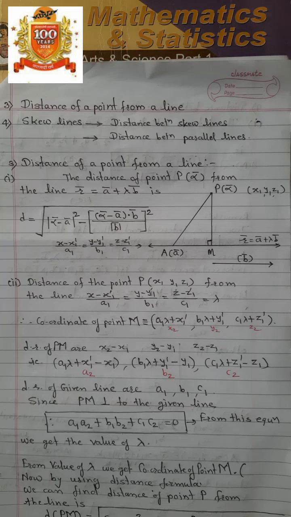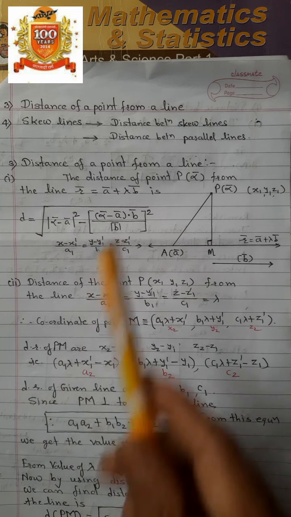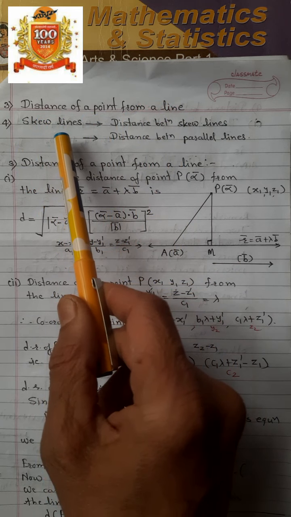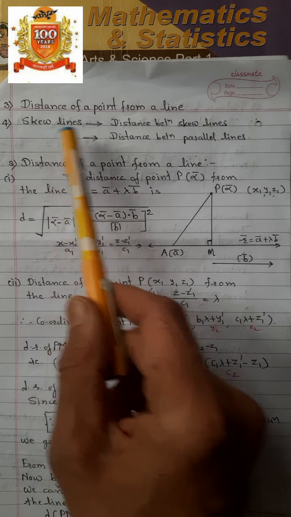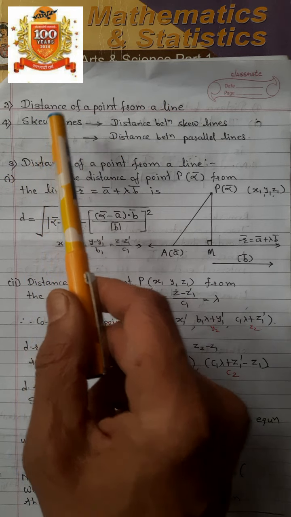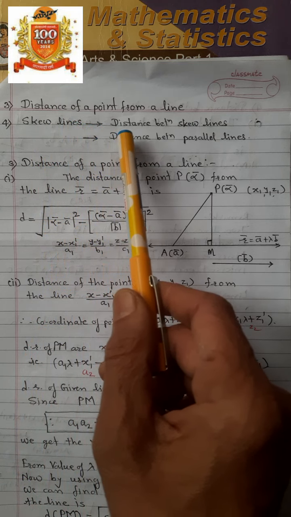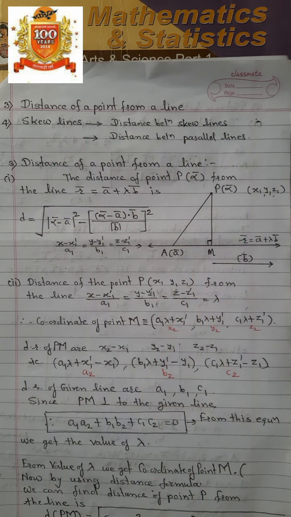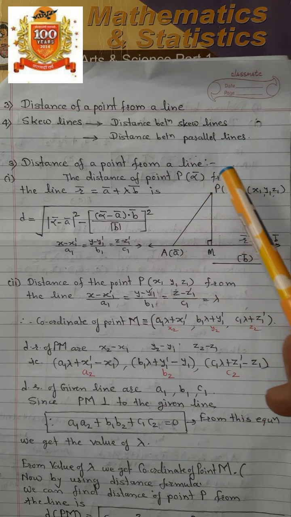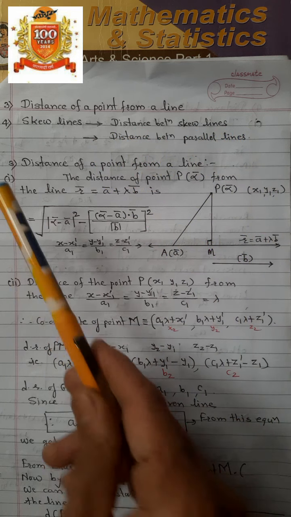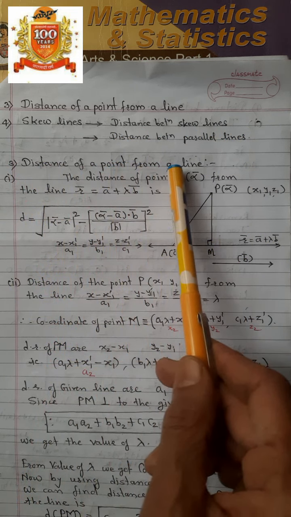Good morning, student. Let us see the next part of this chapter, that is distance of a point from a line. And we will see the skew lines. In skew lines, we will see distance between skew lines, distance between parallel lines. Let us see one by one. These two points we are going to see in this video. First one, distance of a point from a line.